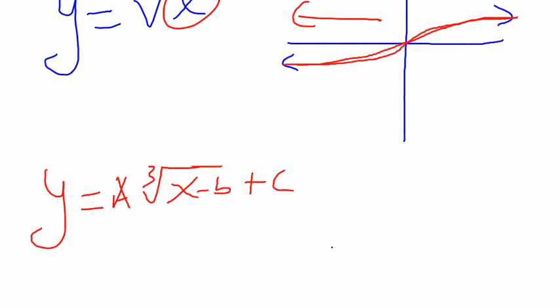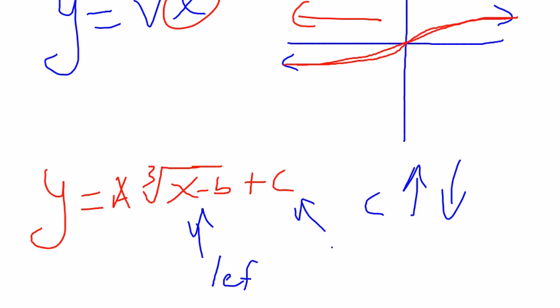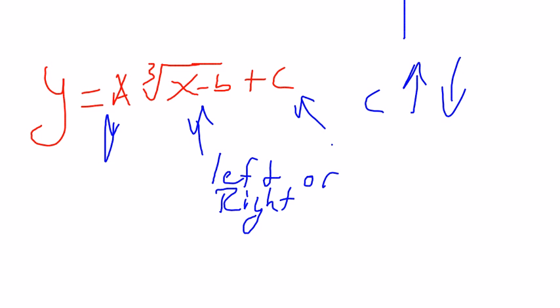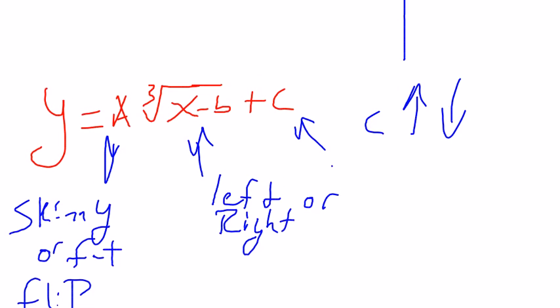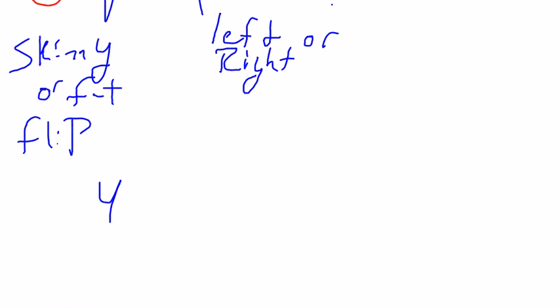Once again, b and c shift it up or down, left or right, and then a is going to make it skinny or fat, and then if it's negative, once again, it will flip it. Alright, any questions? We're going to do an example, and then you all do one, and that's about it.